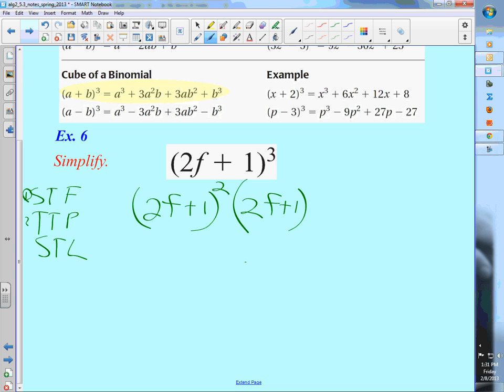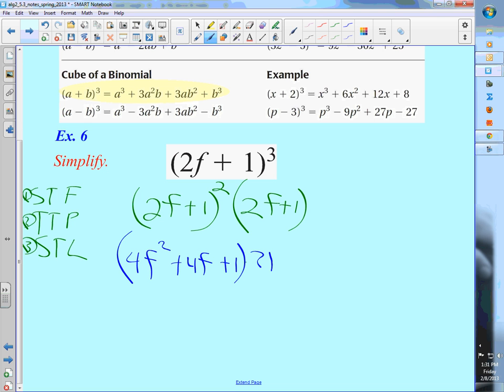Step 1, step 2, step 3. Square the first, twice the product, square the last. We haven't talked about those in 4 weeks. But when we take this binomial, 2f plus 1, and we square the first, we get 4f squared. Double the product is 4f. Square the last is 1. So we squared that binomial.